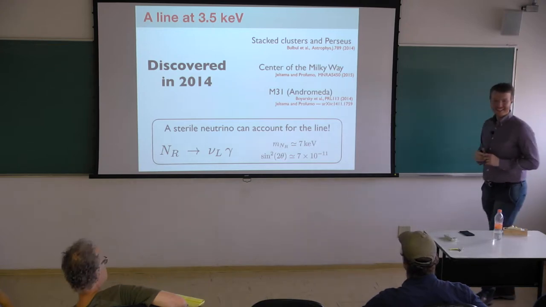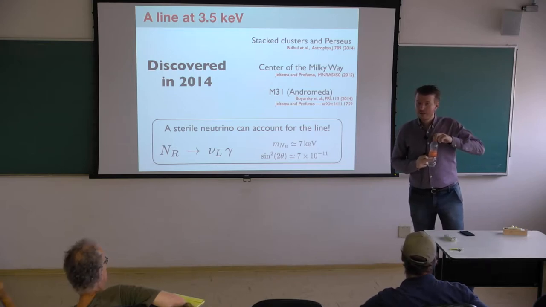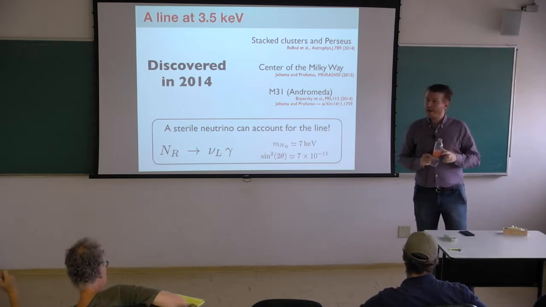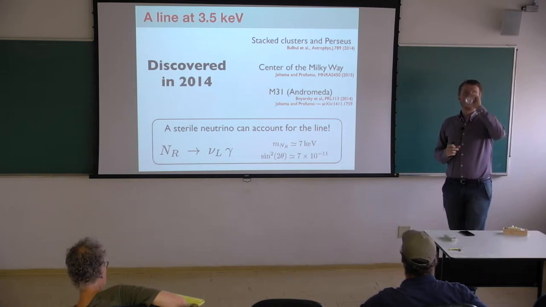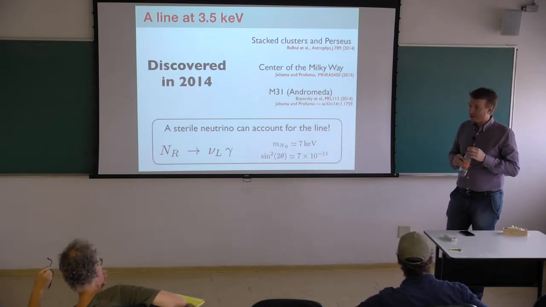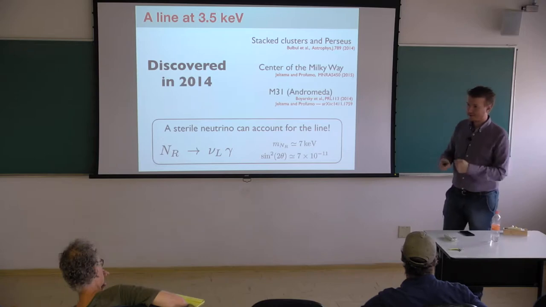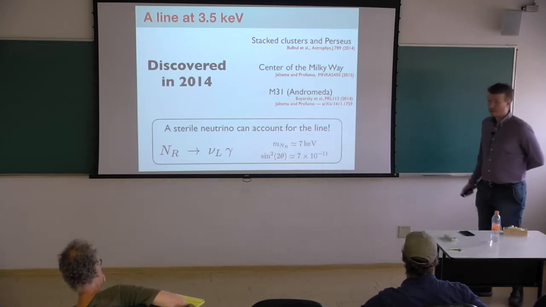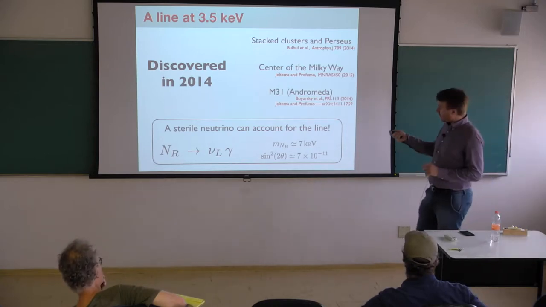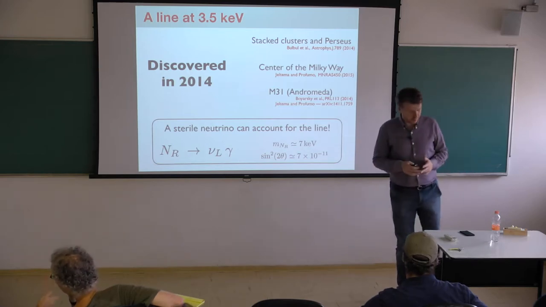Yes, absolutely. Because you are tending to a small relic density, you need some enhancement by this lepton asymmetry. You need resonant production. You were saying that this line could also be due to other dark matter candidates, not just neutrinos, of course.